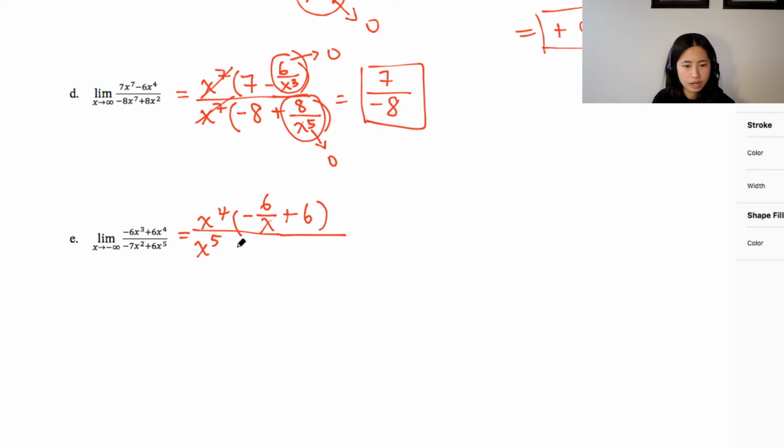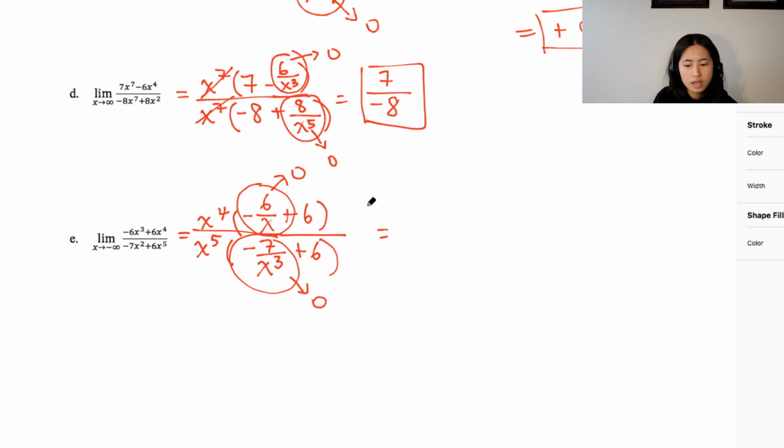Then in your denominator, this is going to be x raised to the power of 5 times negative 7 over x cubed, plus 6. Okay, great. So once we have that, we know that this approaches 0, this also approaches 0. And we can actually say that this is going to be 1 over x now. So don't forget, you still have the 6. So this is going to be 1 over x.